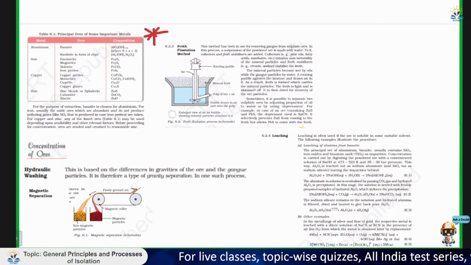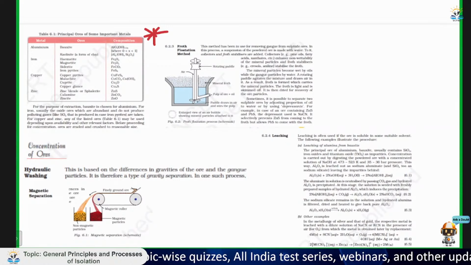Rotating paddle again agitates the mixture and draws air in it. కొన్నిసార్లు you're gonna manually pump the air into the solution, but ఒకవేళ స్పీడ్ ఆర్పిఎం కరెక్ట్ గా ఉంటే you're not gonna need to add the air. As a result, the float is light and is skimmed off. It's ideal for recovery of particles. Obvious.